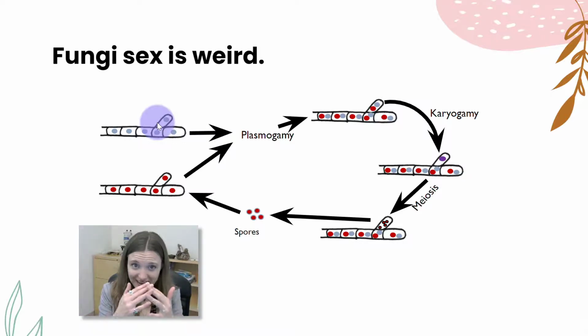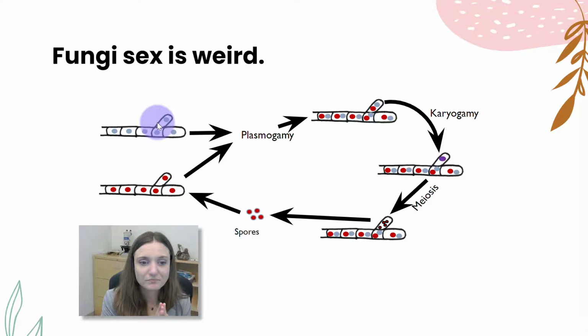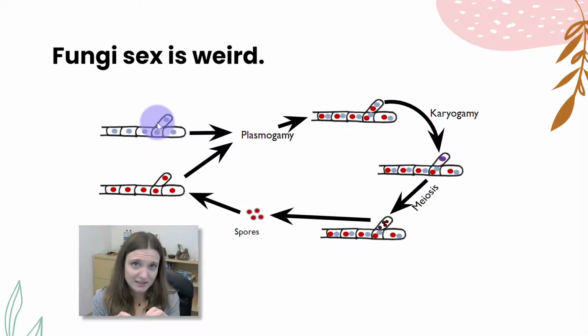Parts of their hyphae will fuse together. They literally fuse their cells together in what we call the process of plasmogamy. So gamy meaning to marry, plasma meaning the cytoplasm of their cells. So plasmogamy, they marry their cells together, but their nuclei remain separate. So the nuclei where the DNA is remain separate.